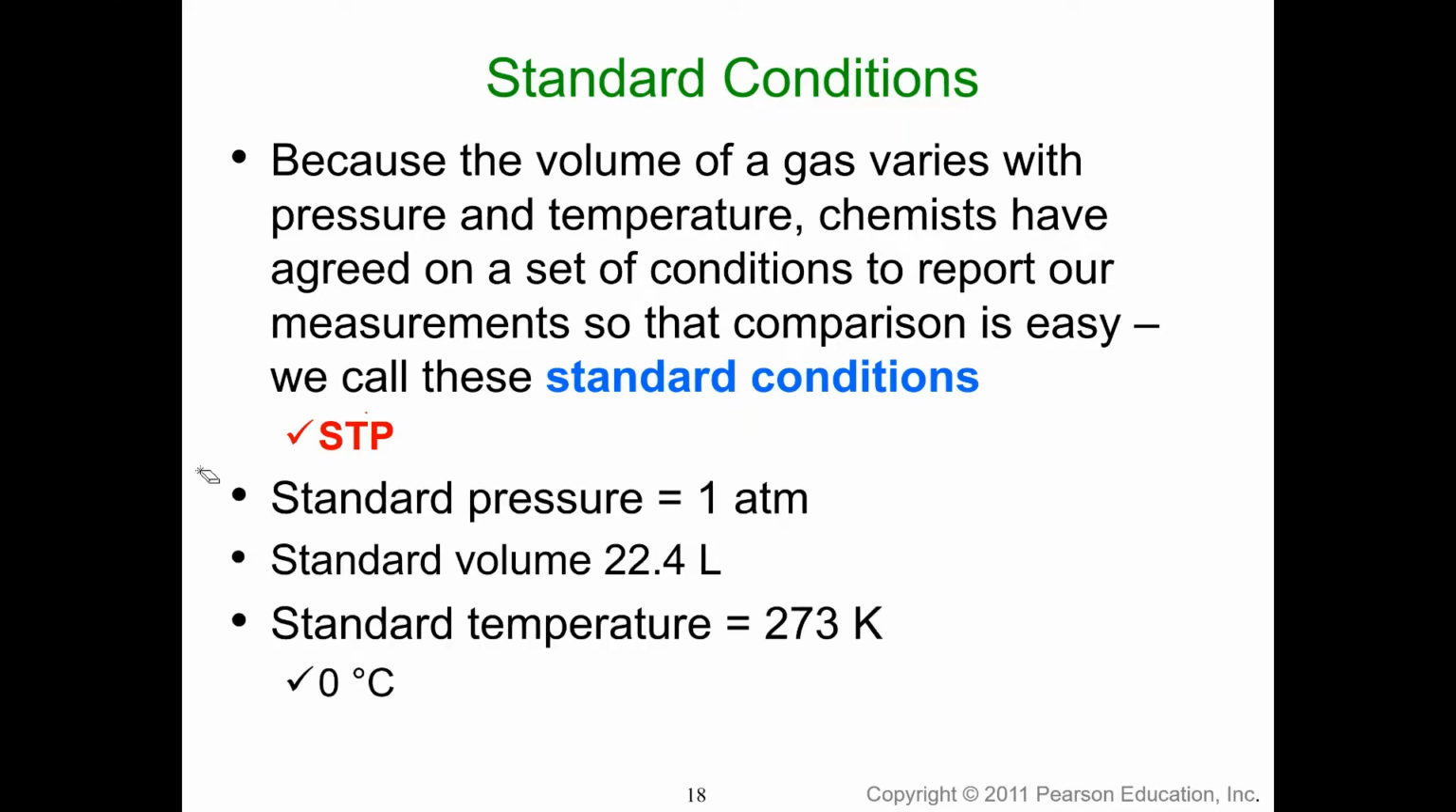Now, let's look at a couple of things I didn't mention. I didn't mention 273 Kelvin. Why? Because 0 Celsius is equal to what? 273 Kelvin. And I also didn't mention standard volume. What does the standard volume mean? All right, this is something that we're going to look into.